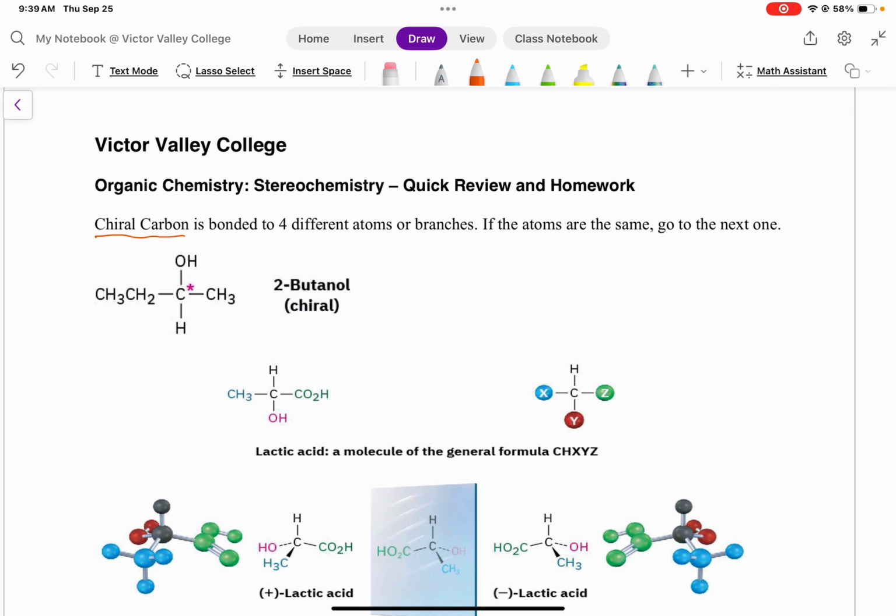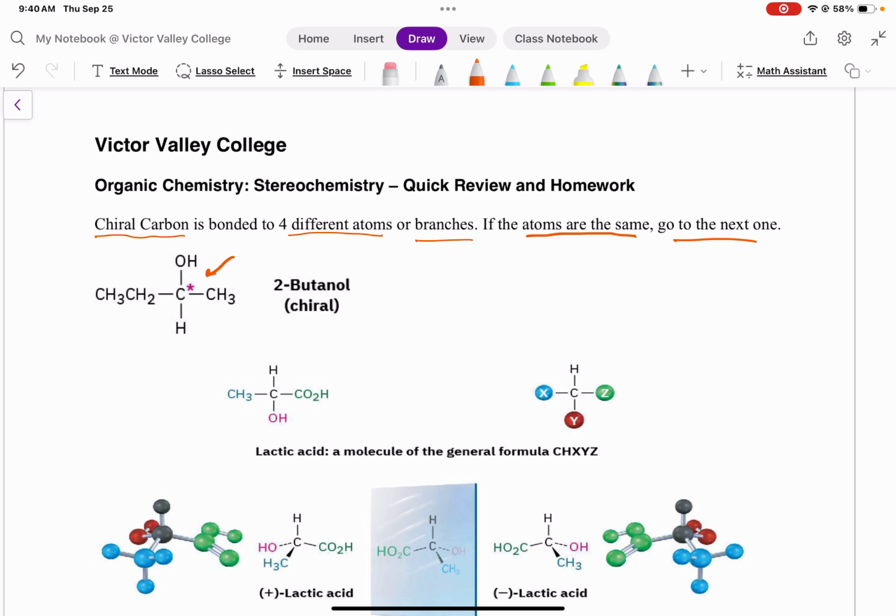All right. Now, a carbon is chiral, okay, very simple, if it's bonded to four different atoms or branches. Okay, and this is true like 99% of the time. It's also true for other atoms as well, like nitrogens. Now, if the atoms are the same, then you go to the next one. You compare.